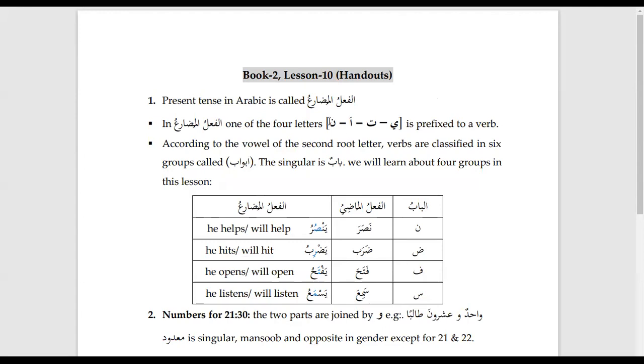Excellent. So present tense in Arabic is called al-mudari. For the past we said al-madi, and the present tense is al-mudari. And al-mudari starts with one of the letters ya, ta, hamza, and noon. The combination is called yatan. Easy to say. So when we see any of these four letters at the beginning of a verb, then it will be present tense.